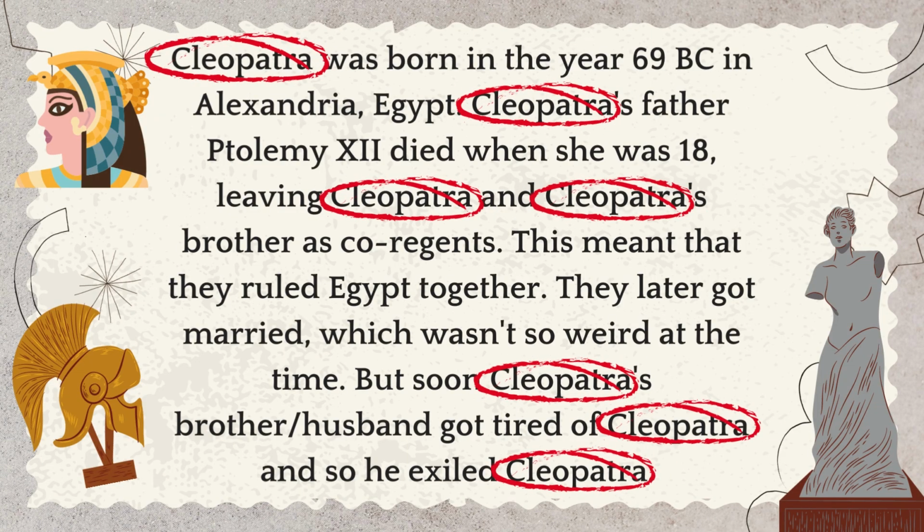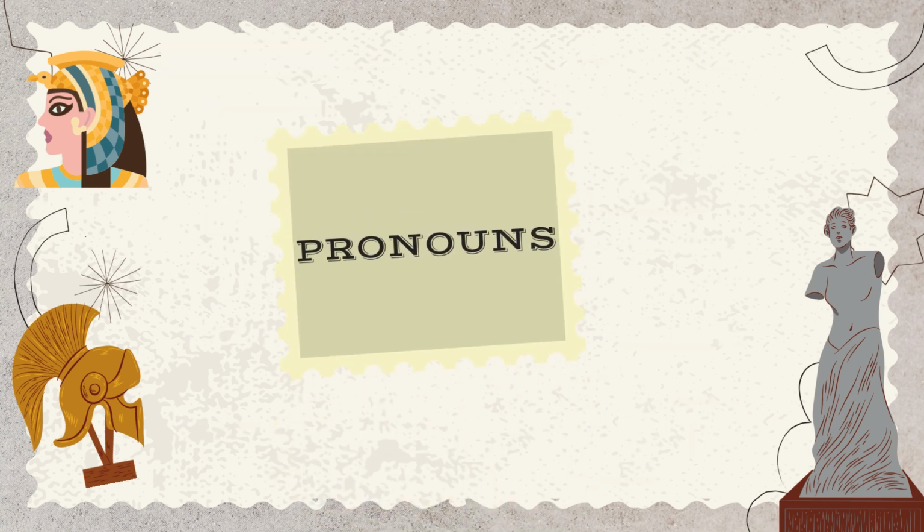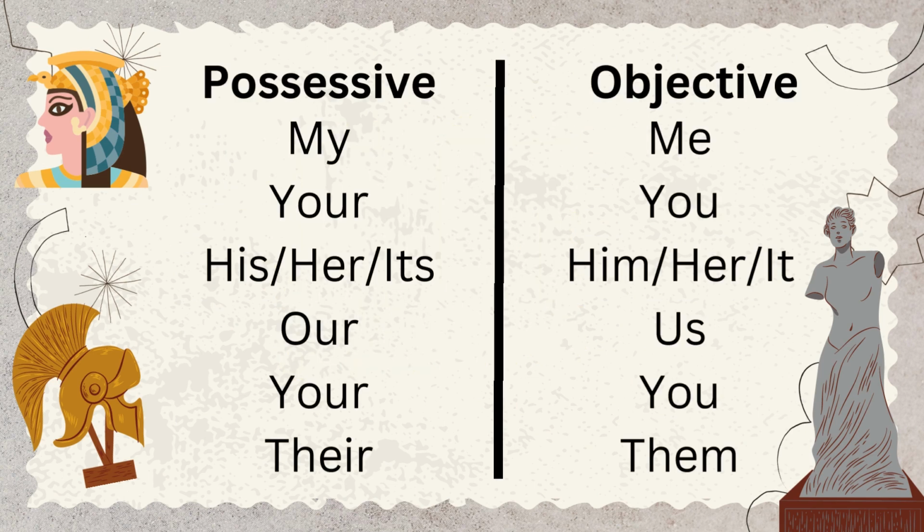The first thing we see in this text is how repetitive it is. It says Cleopatra 7 times. To avoid this, we can use pronouns. In English, we have different types of pronouns. In this video, we will focus on possessive and objective pronouns.